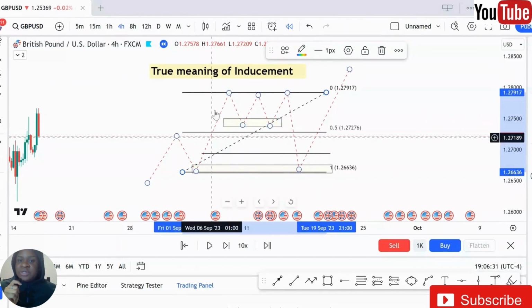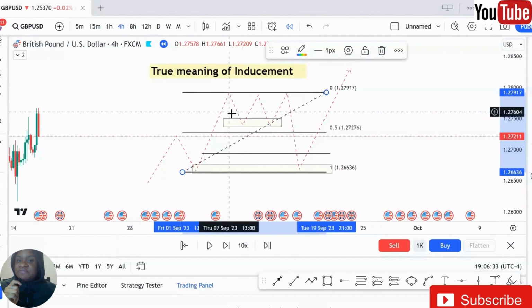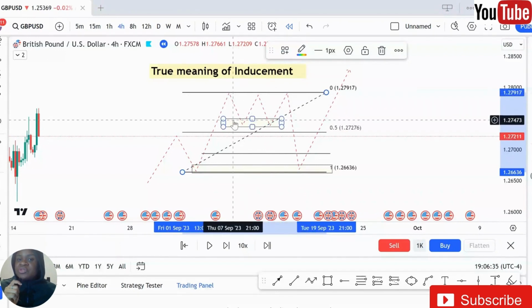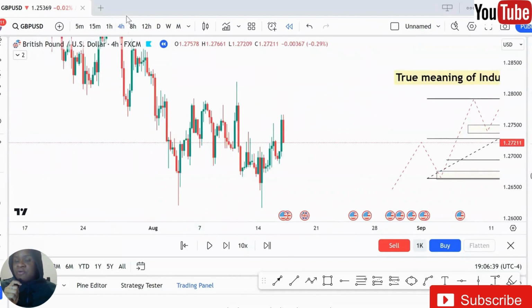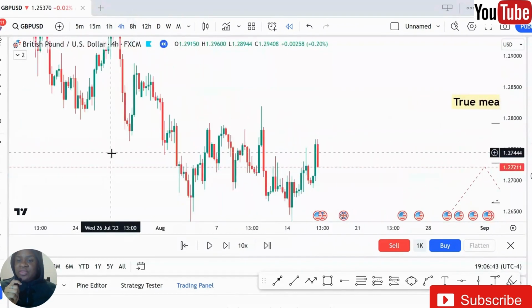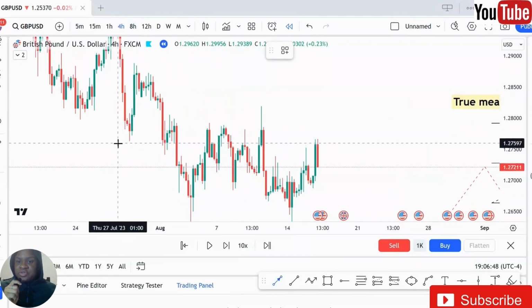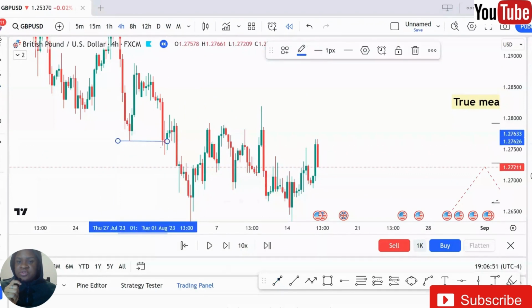So use your Fibonacci. Market has created a fake movement for you. You would have wanted to enter around here and you'd be induced. Example, I'm using a 4-hour time frame. Now, if you look at this scenario, there was a break of structure here. There was a break of structure here. Can you see it? There was a break of structure here.